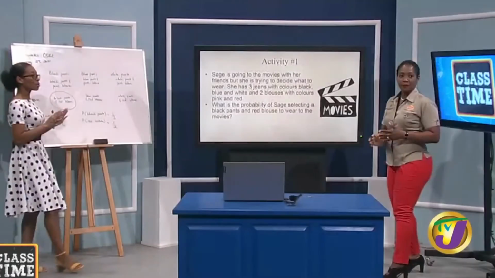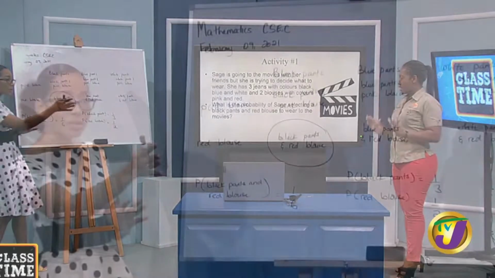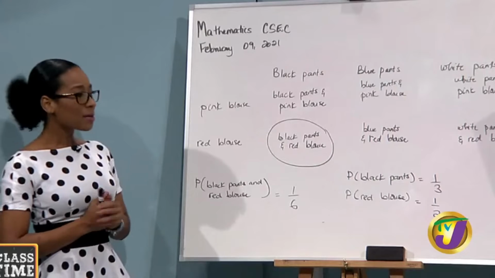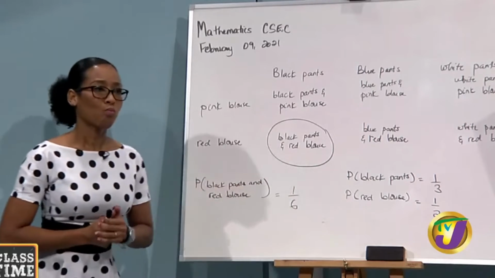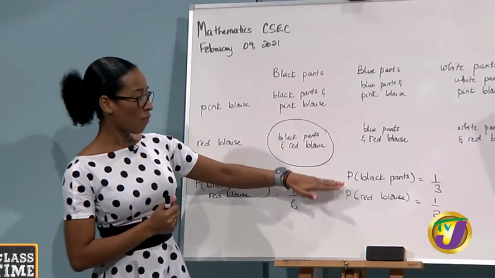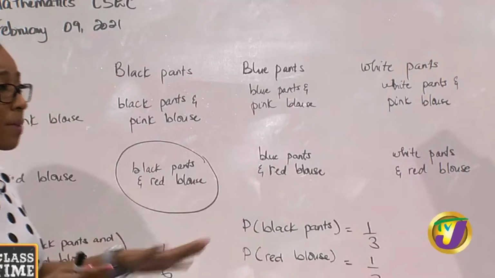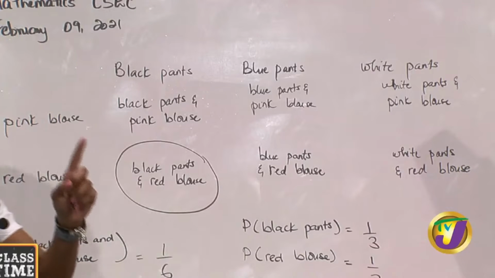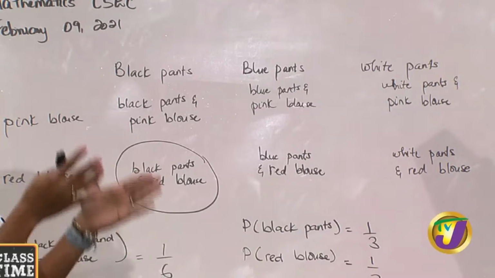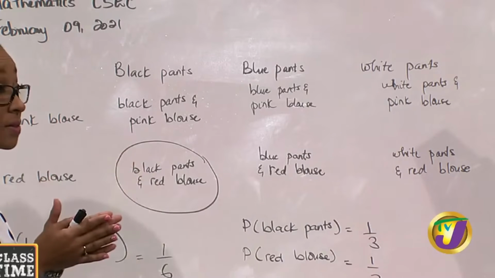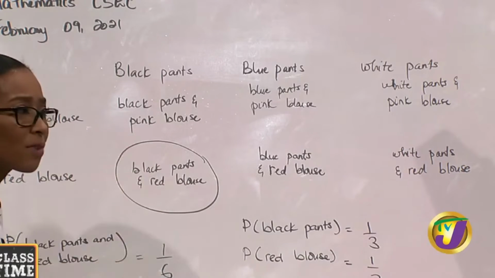So here we're looking at 2 independent events, 2 independent occurrences. The black pants stands on its own. The red blouse stands on its own. And we have the probability of both here. So we have the probability of the black pants and the probability of the red blouse. We're combining those 2 occurrences. So when we're combining the probabilities of 2 independent events, the relationship is multiplication.